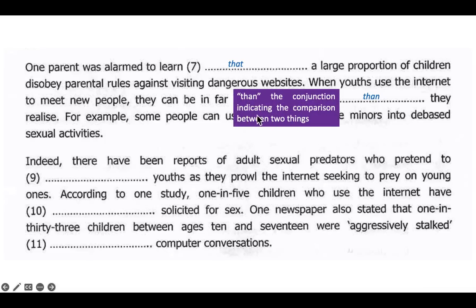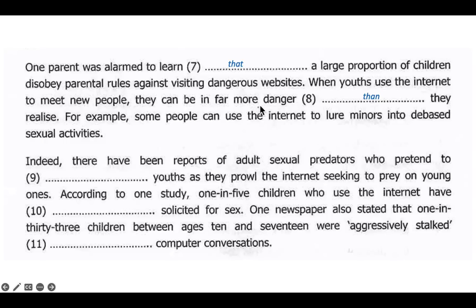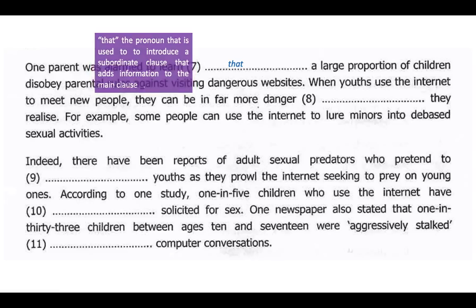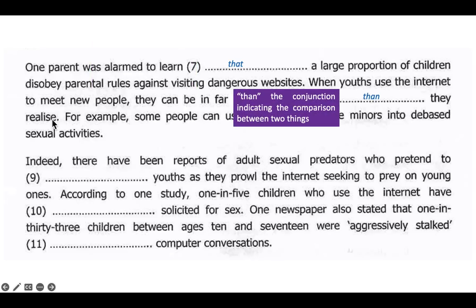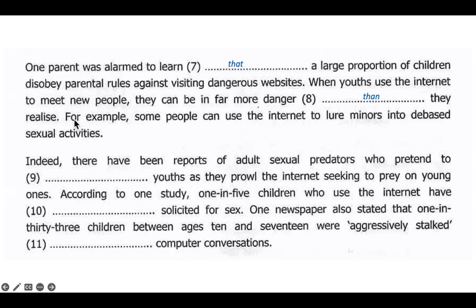So there are two things that are present here. The children are not in the mindset that they are in danger, and then also they are in more danger. So the two things can be shown with their differences by using than. So than is a conjunction. And then here we can go to this other one.